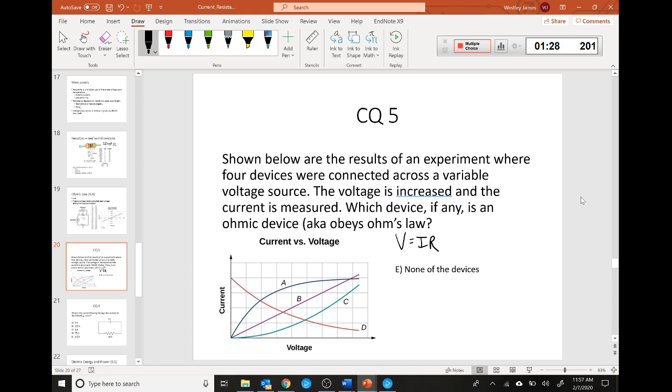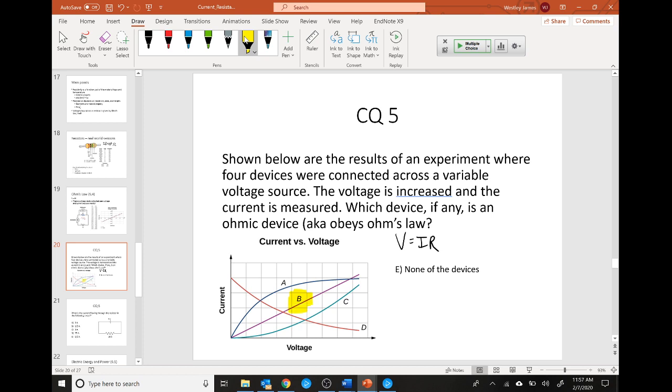All right, I'll give you all 5 more seconds. So 5, 4, 3, 2, 1. All right. It's B. There you go. Straight line. You already saw that in the last one.